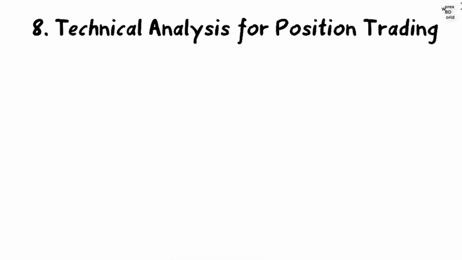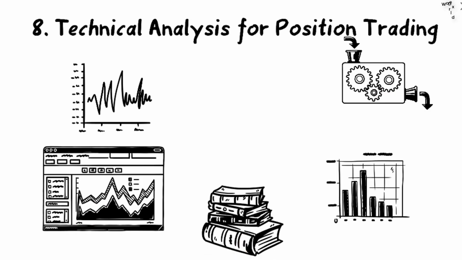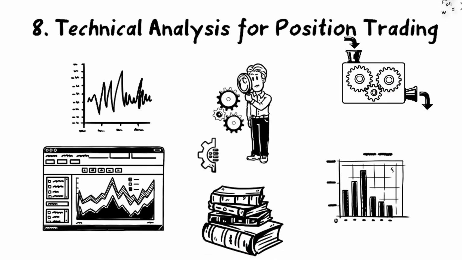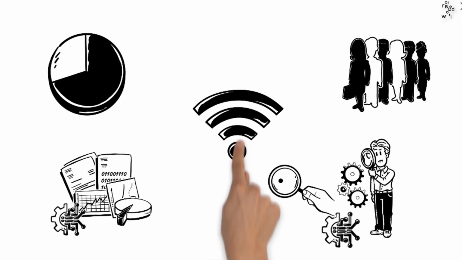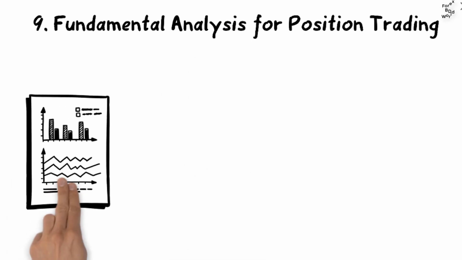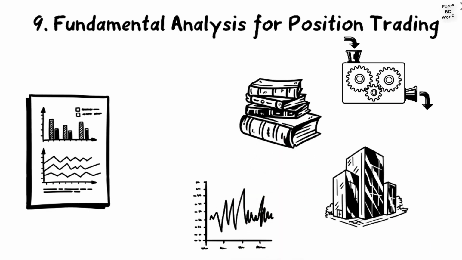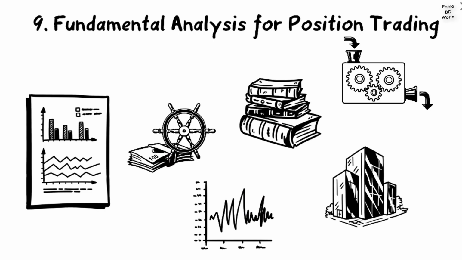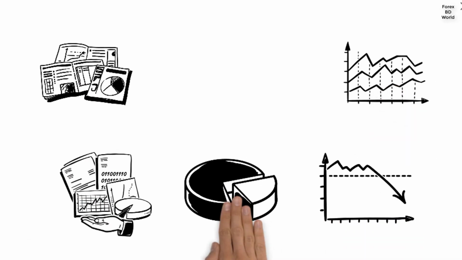8. Technical analysis for position trading. Technical analysis is a method of analyzing securities by studying charts and other technical indicators. Technical analysts use chart patterns, trend lines, and other technical indicators to identify buy and sell signals. 9. Fundamental analysis for position trading. Fundamental analysis is another method of analyzing securities that involves studying the company's financial and economic factors. Fundamental analysts study financial statements, earnings reports, and economic indicators to determine a stock's intrinsic value.